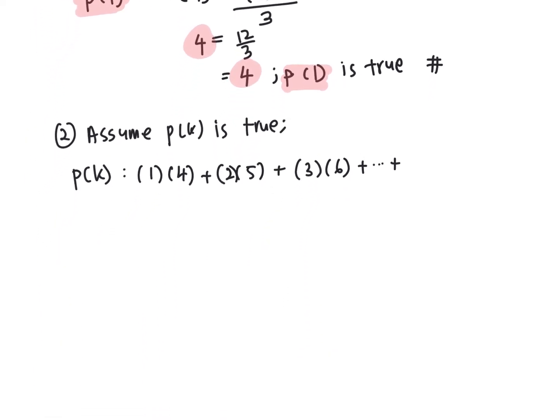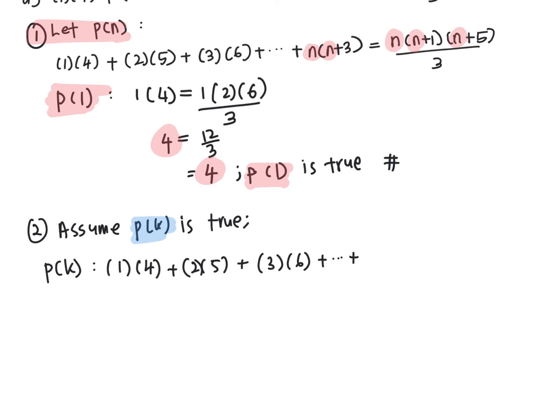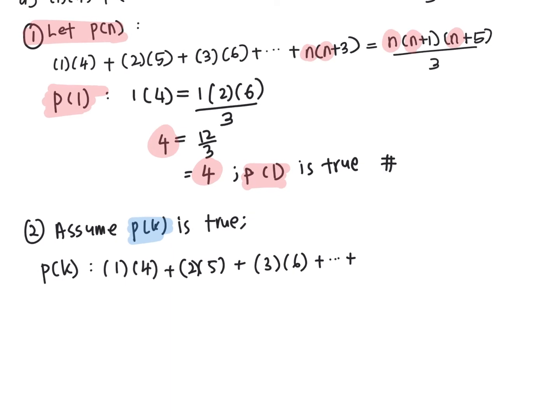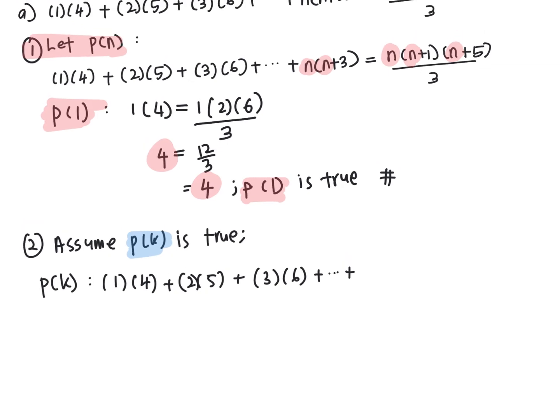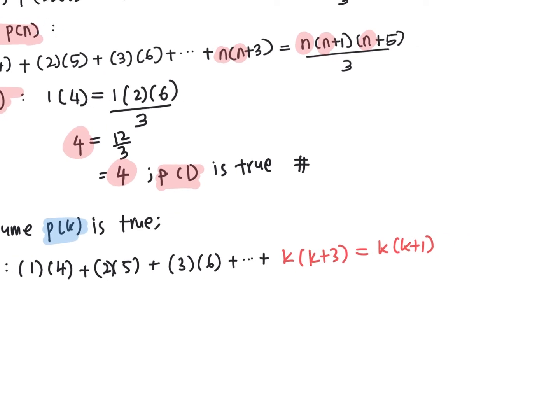The next step is the assumption that Pk is also true. So we assume that Pk is true. Everything here you just need to replace, replace this n with k. So here is k plus 3 and this is k plus 1, with k plus 5 over 3.